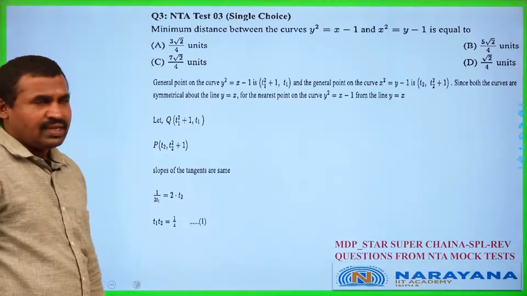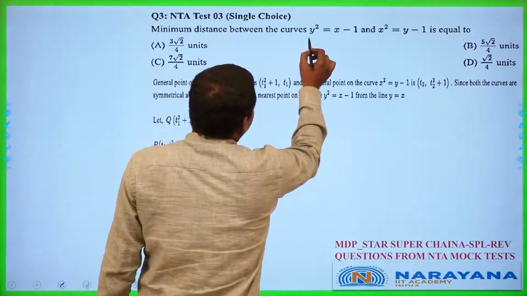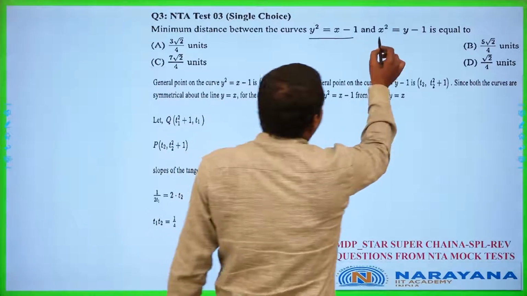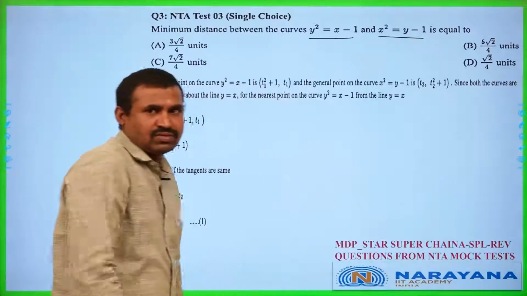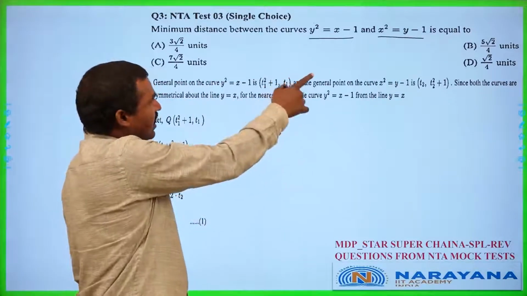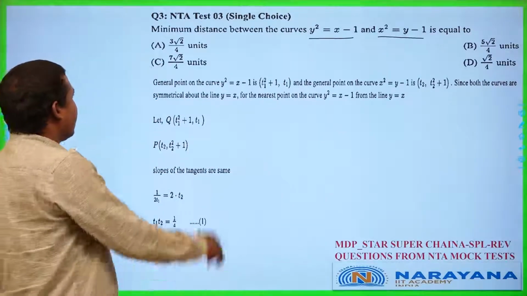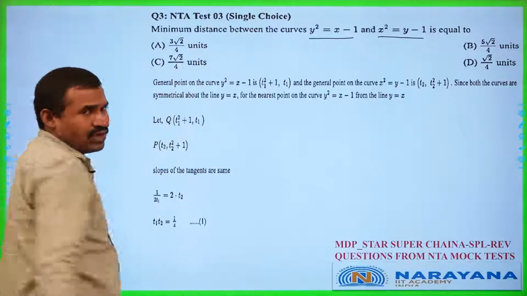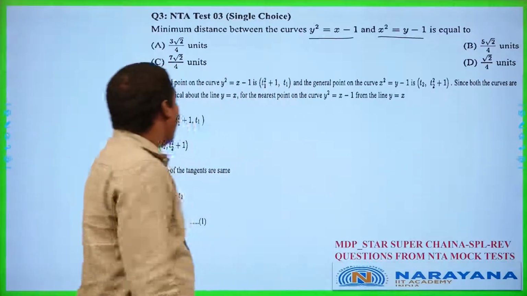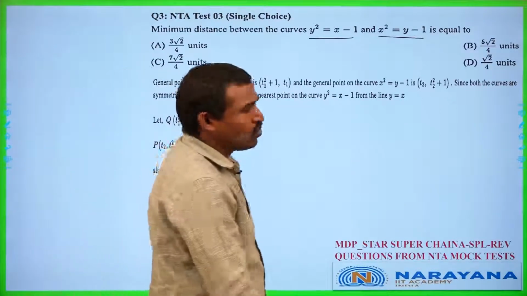The second question is: given the two curves y square is equal to x minus 1 and x square is equal to y minus 1, the minimum distance between the curves is equal to: option A, 3 root 2 by 4 units; option B, 5 root 2 by 4 units; option C, 7 root 2 by 4 units; and option D, root 2 by 4 units.